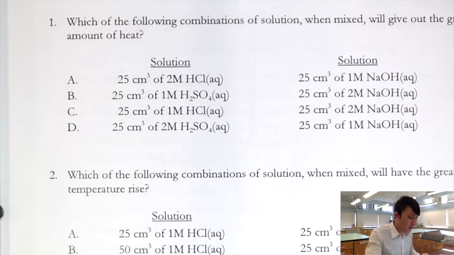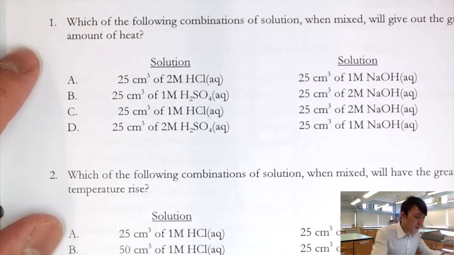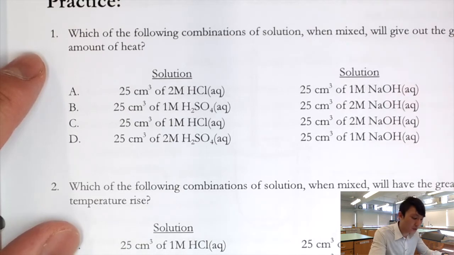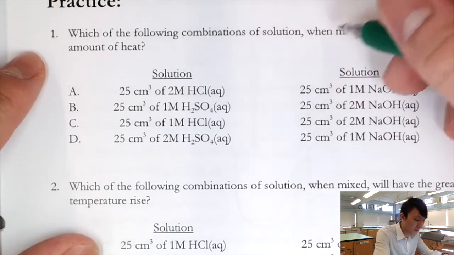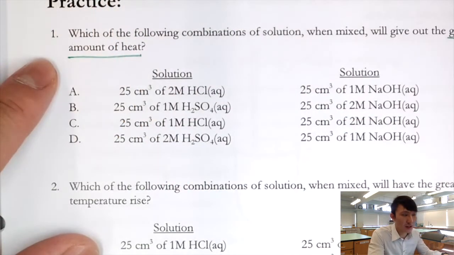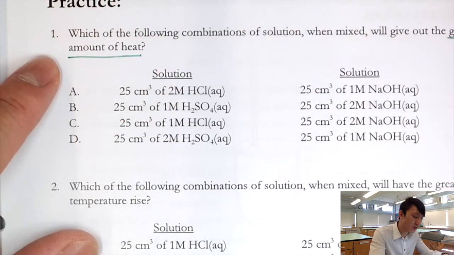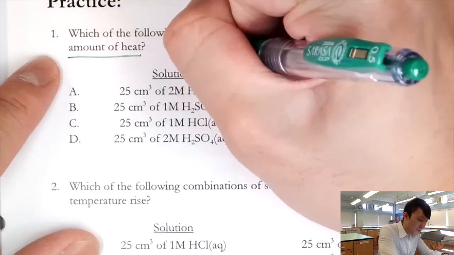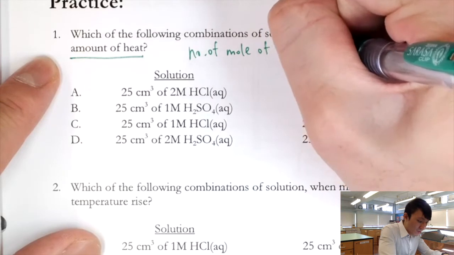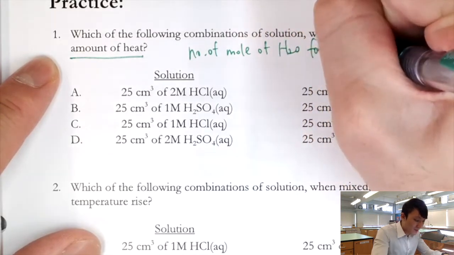Okay, so let's have a look. Now, the 3 questions are very similar, but you need to pay attention to what the question is asking. The first part here: which of the following combinations when mixed can give out the greatest amount of heat? So we're only looking at the heat released. So we are looking at the number of mole of H2O formed, right?